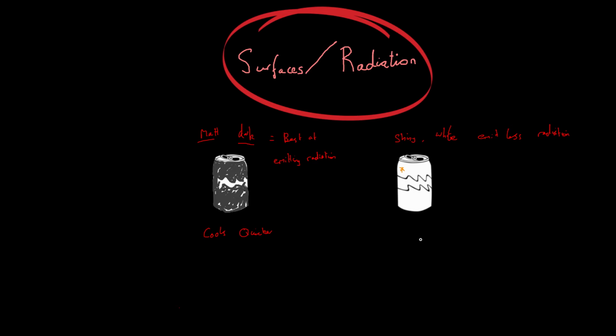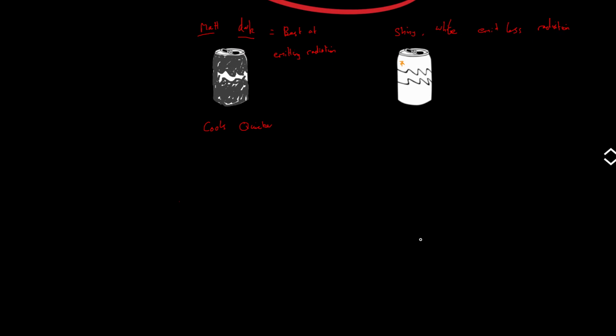Now, on the flip side to this, the matte surfaces are also good at absorbing heat. So these surfaces are also best at absorbing radiation. So if you had heat coming from elsewhere, a matte dark surface would heat up quicker. And that is really why you see loads of houses which are white, they're painted white on the surface, but you don't really see many which are painted black.